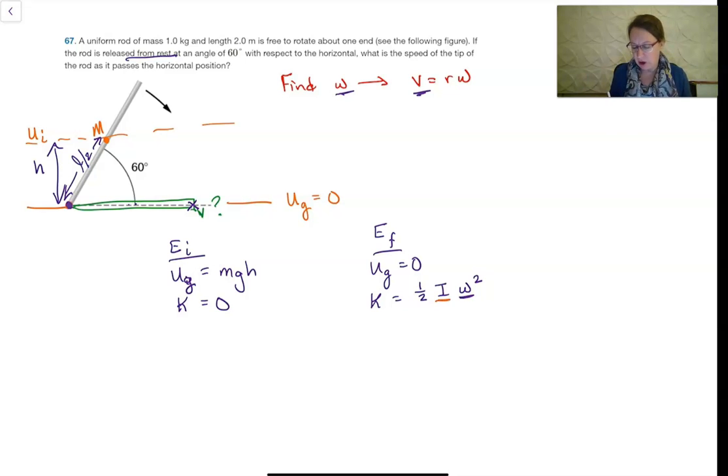So now, all we need to do is figure out what the moment of inertia is. So we look that up in our table. So we use our table, and this is a rod rotating about the end. So I for a rod about the end is 1/3 ml squared. And then we need the height. Well, this height is right here, h, and this is 60 degrees right in here.